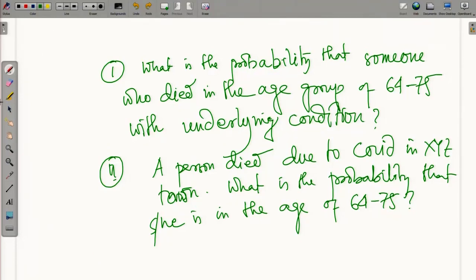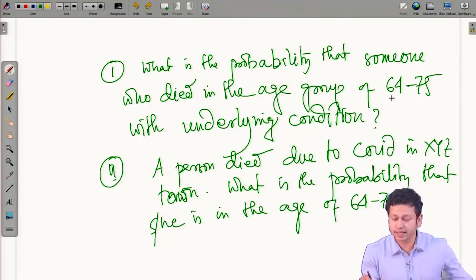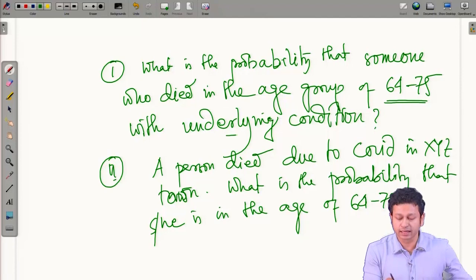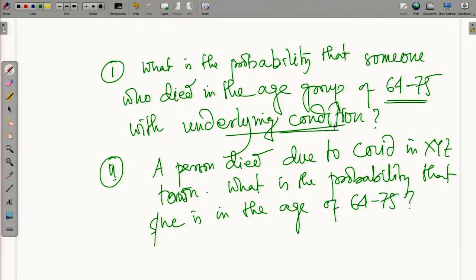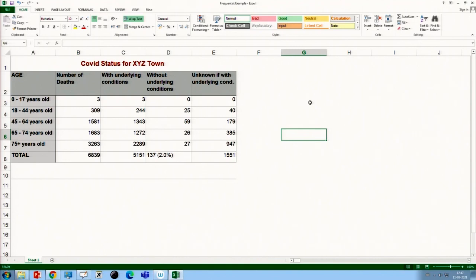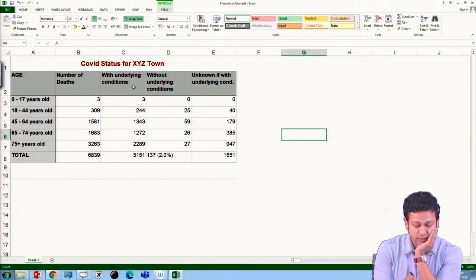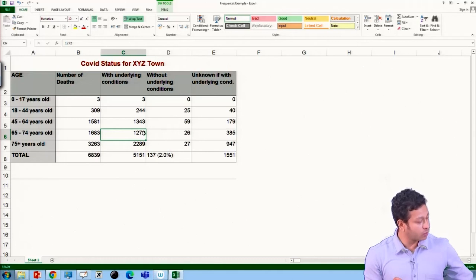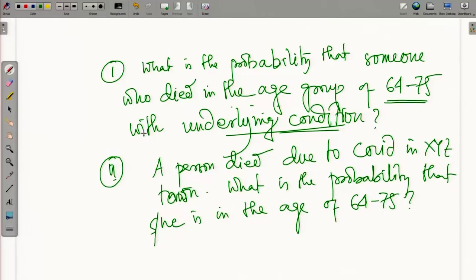Okay, so what do we do here? Simply, in the first case, we have someone who died at the age group of 64 to 75 with underlying conditions. So the first thing given here is the age group, so I have to focus on the age group, right? Age group is 64 to 75, and with underlying condition, right? The underlying condition is 1272. So how do I write the probability?